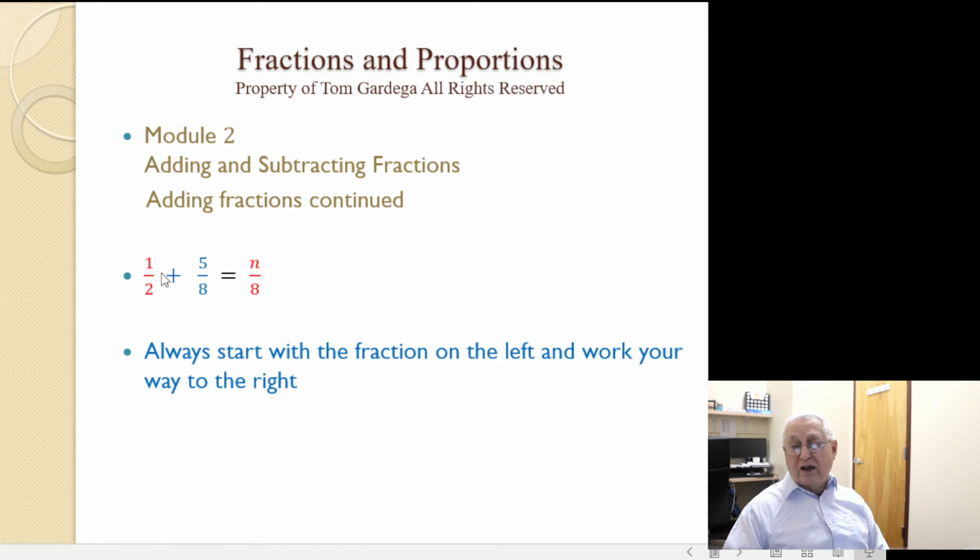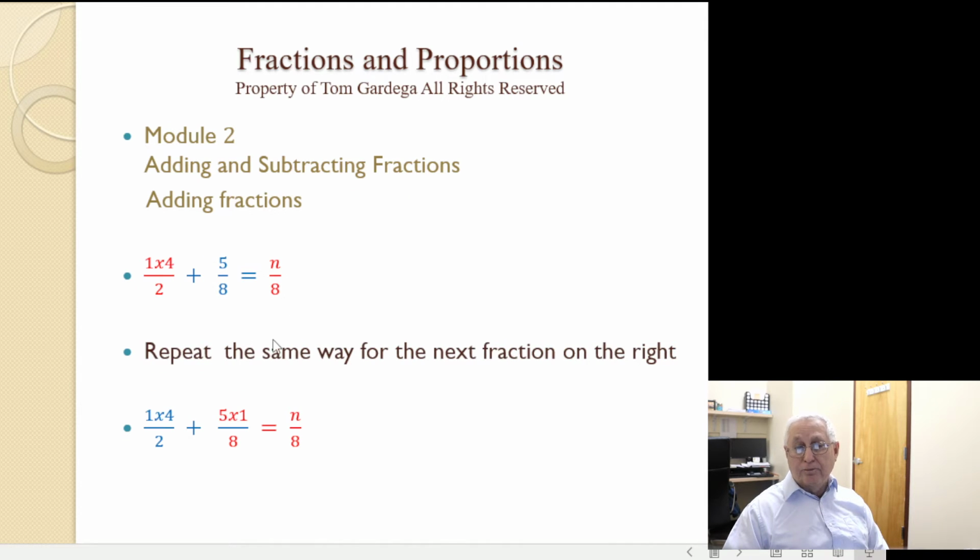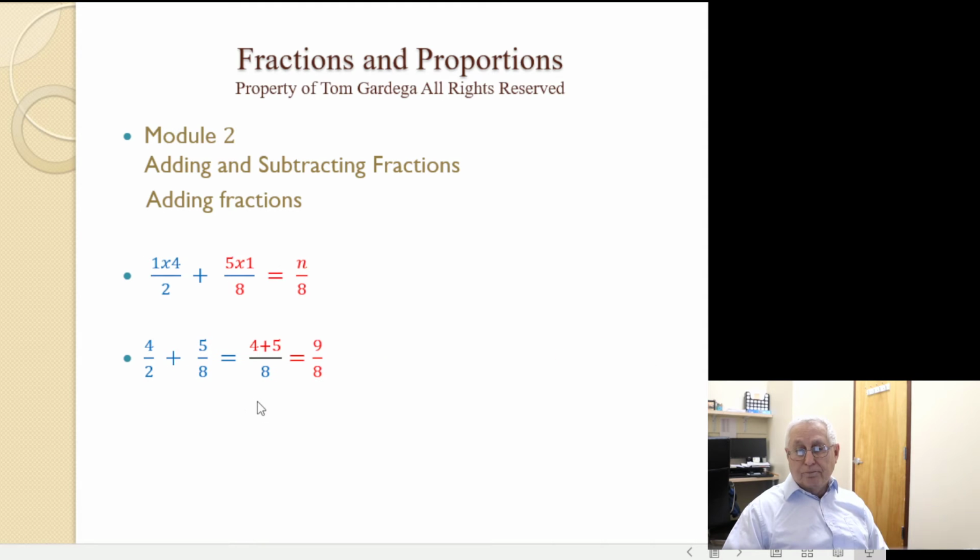Always start with the fraction on the left and work your way over. 8 is, again, our least common denominator. 2 divides into 8 4 times. 8 divides into 8 1 time. 2 divides into 8 4 times, so we have 1 times 4 here. 8 divides into 8 1 time, so 5 times 1. Again, 1 times 4 over 2 plus 5 times 1 over 8 equals n over 8.